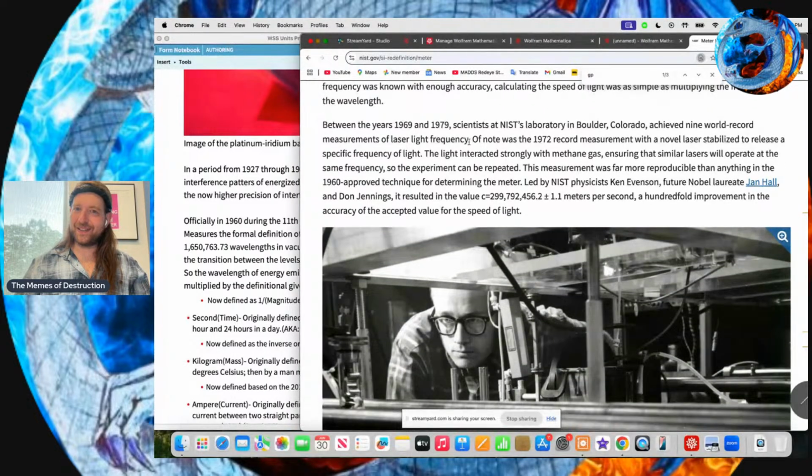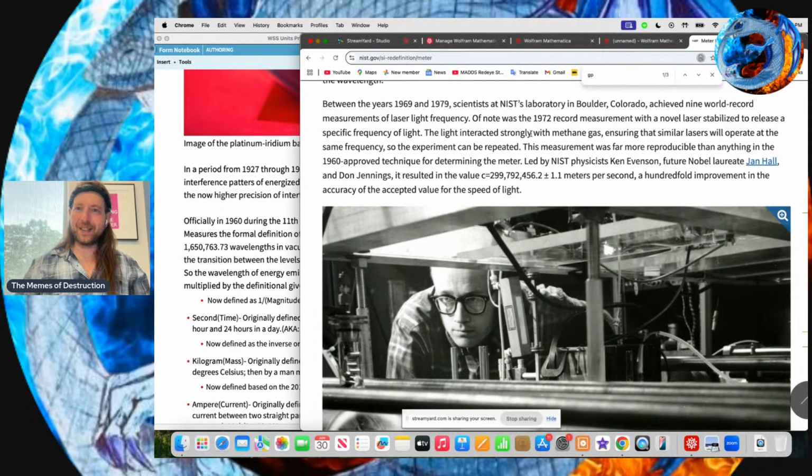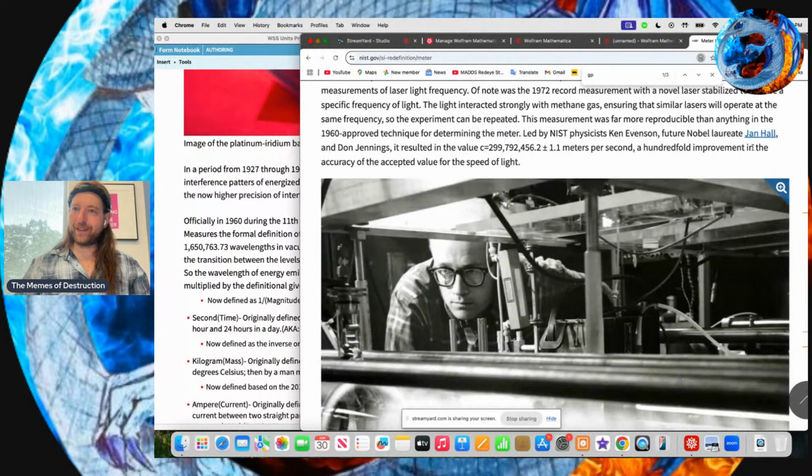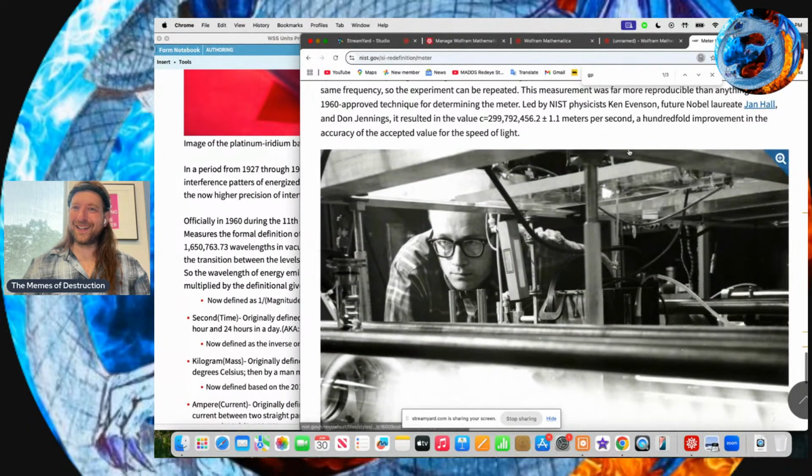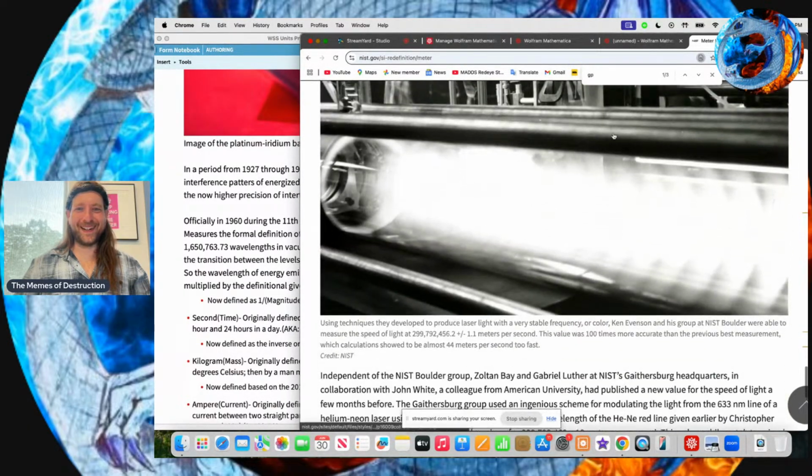At NIST in Boulder, Colorado, a novel laser stabilized the frequency of light using methane gas, far more reproducible than anything else, led by NIST physicists Jan Hall and Don Jennings. That's pretty good. I think it's 5.8, like 5.80. A 100-fold improvement. That ain't too shabby.